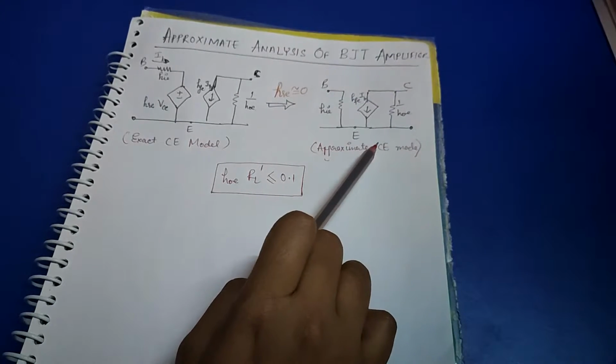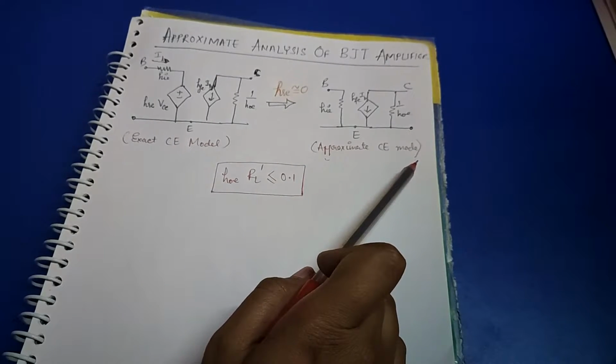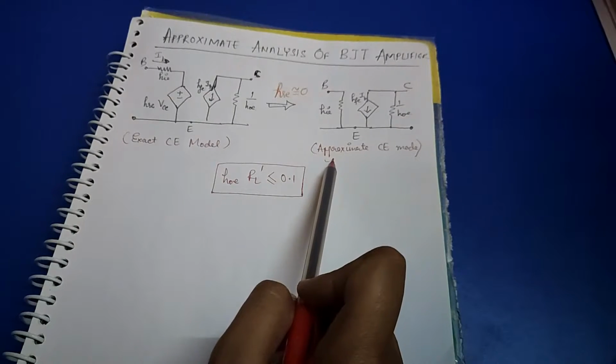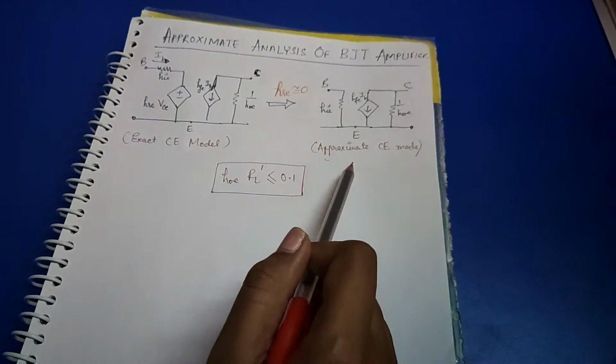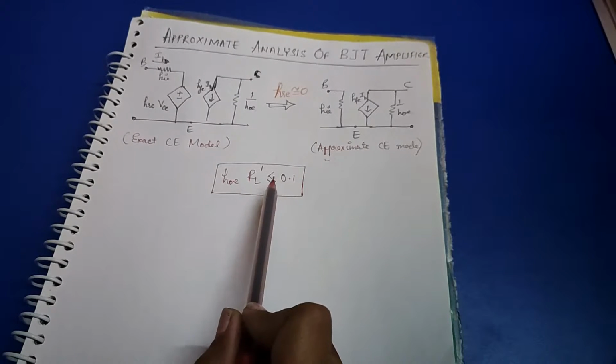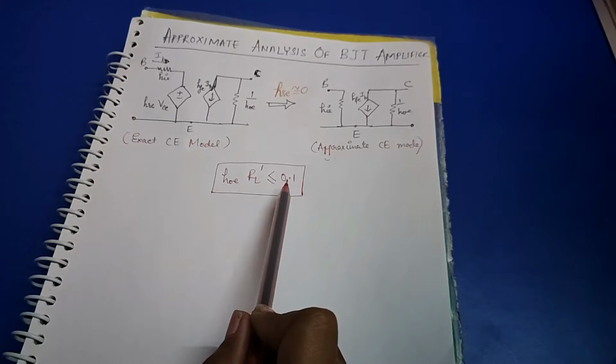Now all BJT amplifiers are analyzed by using only the common emitter model in approximate analysis, right? And the approximate analysis becomes valid only when hoe times RL dash is less than or equal to 0.1. Then only we can do approximate analysis.